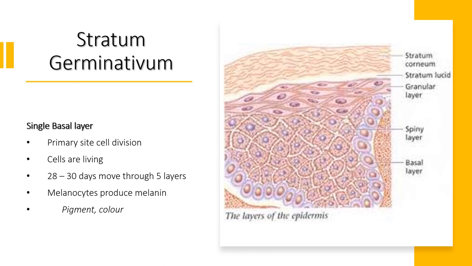This layer also consists of melanocytes that produce melanin, and this gives the skin its colour. There are a lot fewer melanocytes in the skin of white people. There are more in Asian people, but in black skin, they have the most melanocytes of all.